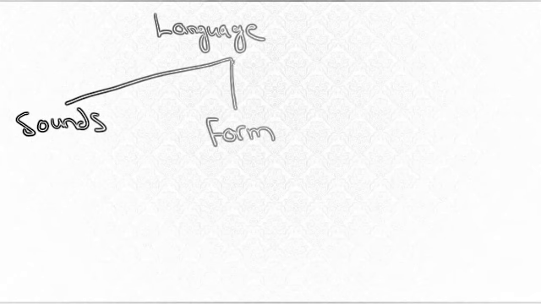Now, language is really broken up into three main forms. You're going to need the sounds, you're going to need a certain form, and you're going to need meaning. For example, in the sentence, Bob ate the apple, our sounds are, as you can see, B, another B, and so on and so forth.